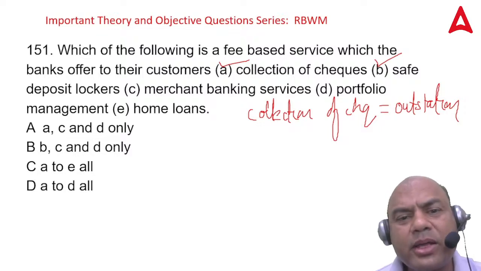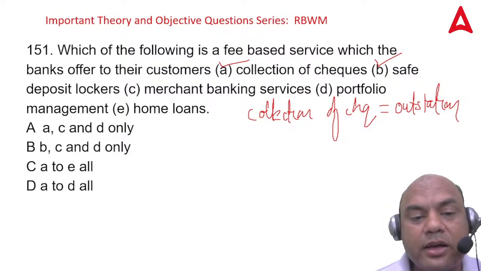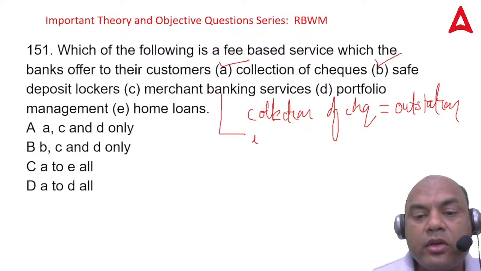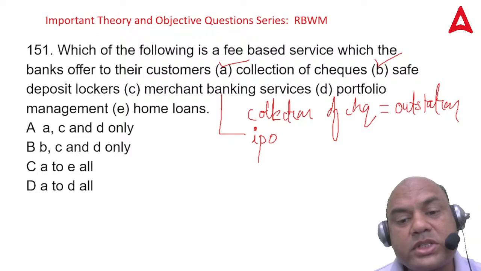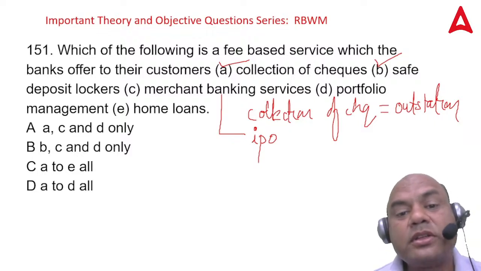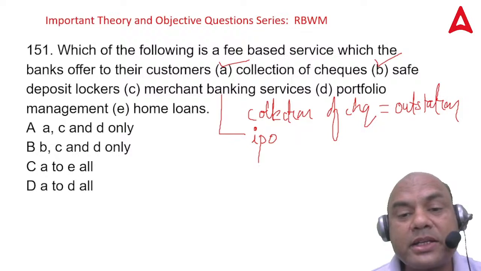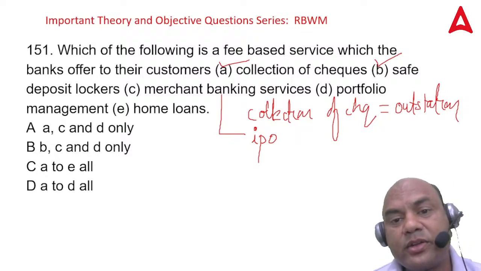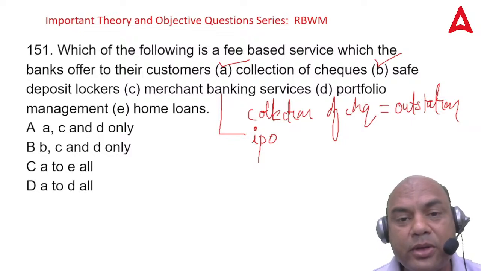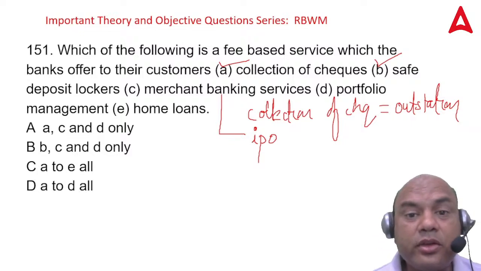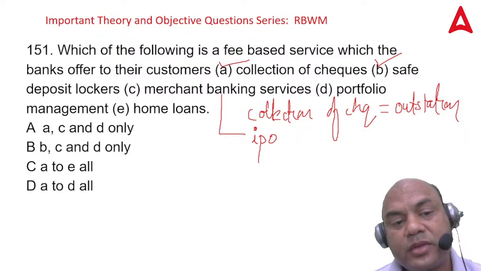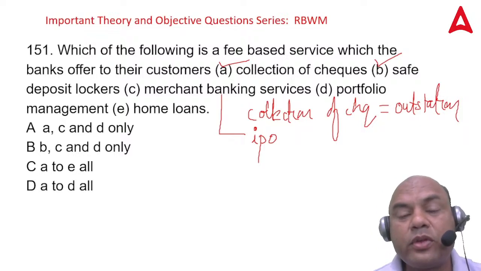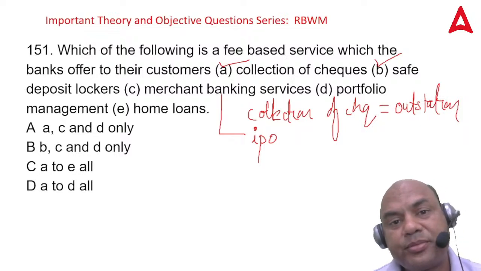What is merchant banking? IPOs. Merchant banking here means IPOs. When your Reliance brings any IPO, we go for those shares and buy those shares. So that is a service given by the bank itself. Some part of your bank is giving it. You see the banker's name in those IPO forms. You'll find the name of the banks. Portfolio management, right? Portfolio is a part of wealth management.